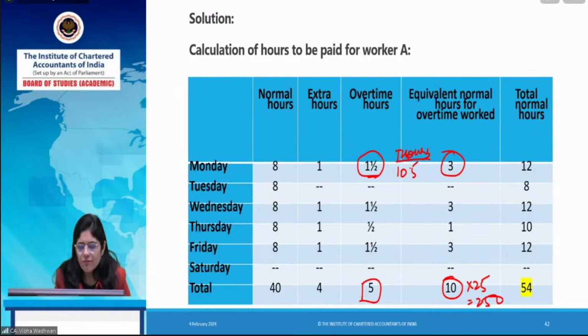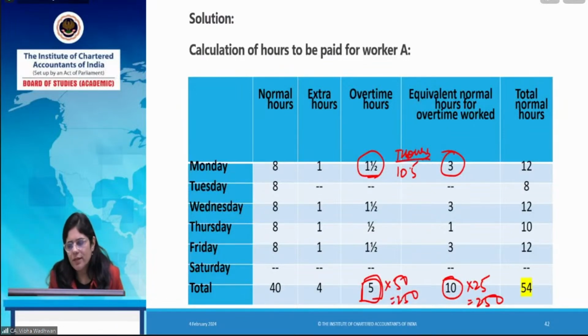But how I have done it: the overtime hours are 5 and the rate I have doubled. So again, it will be 250. So either way you can do. But I think this is a good way of presentation. You can convert it into equivalent hours, because for overtime you are paid at double the rate.